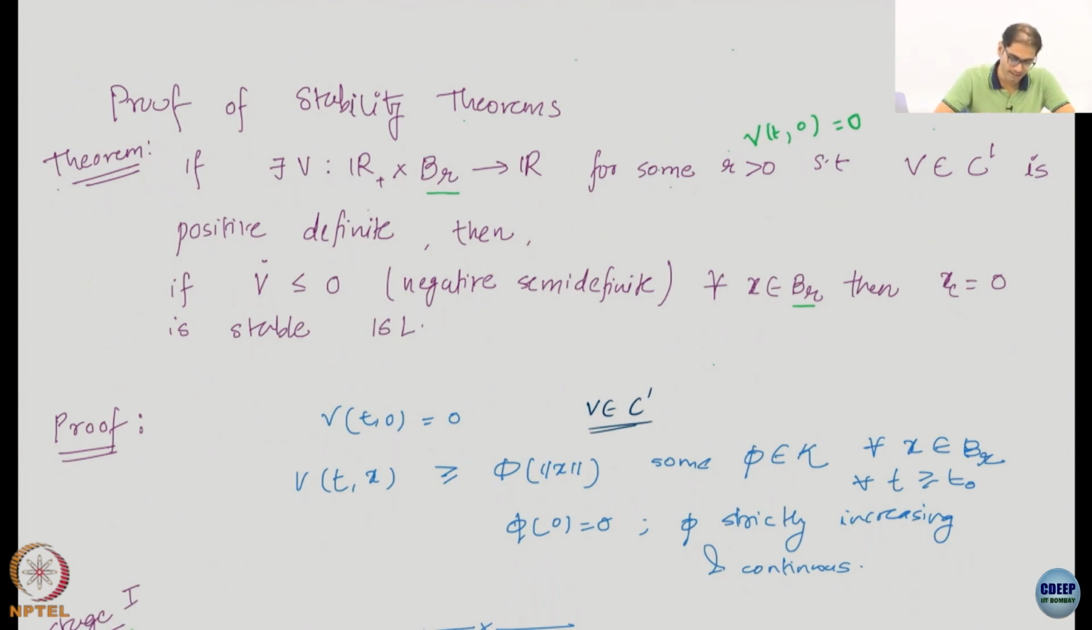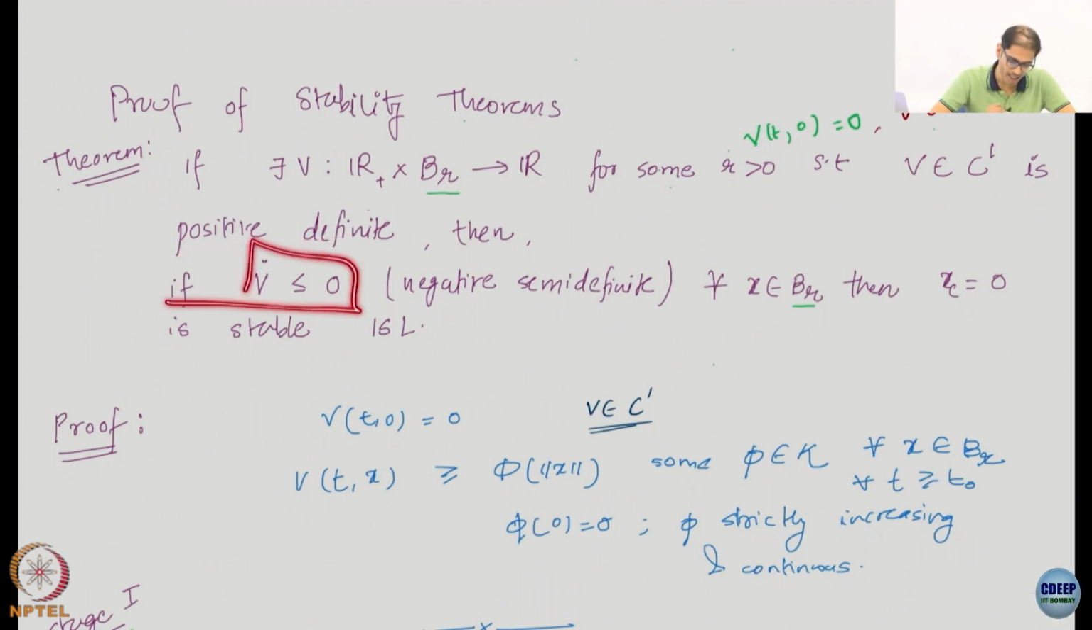The theorem itself: there exists a V which maps time and states in some ball of radius r to real numbers for some positive r, such that V(t, 0) is 0 for all time. I can even say that. And then I have V to be a C1 function, a continuously differentiable function. C1 is once continuously differentiable, so the derivative also is expected to be continuous. So V is once continuously differentiable and positive definite.